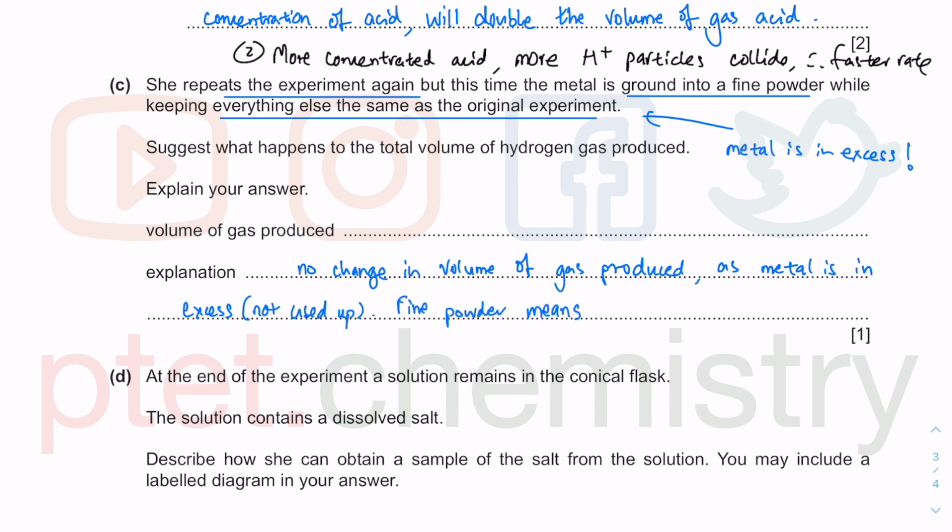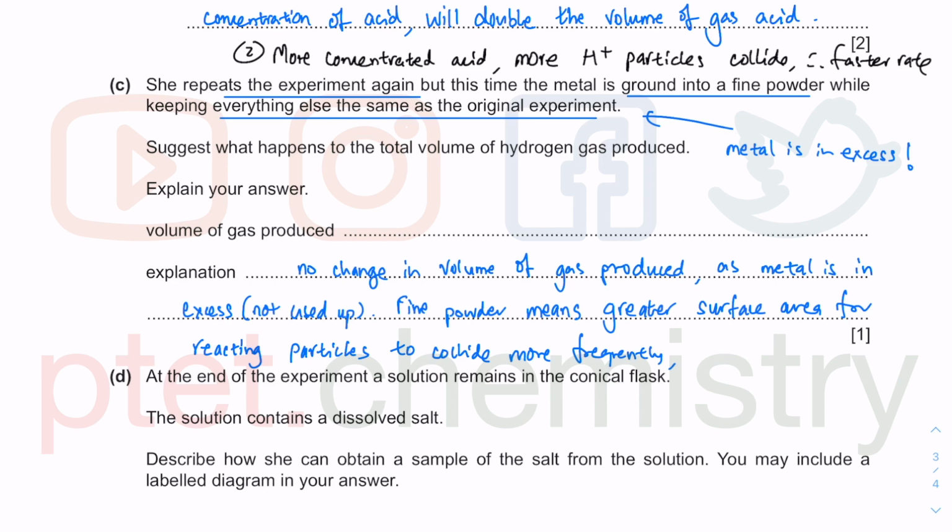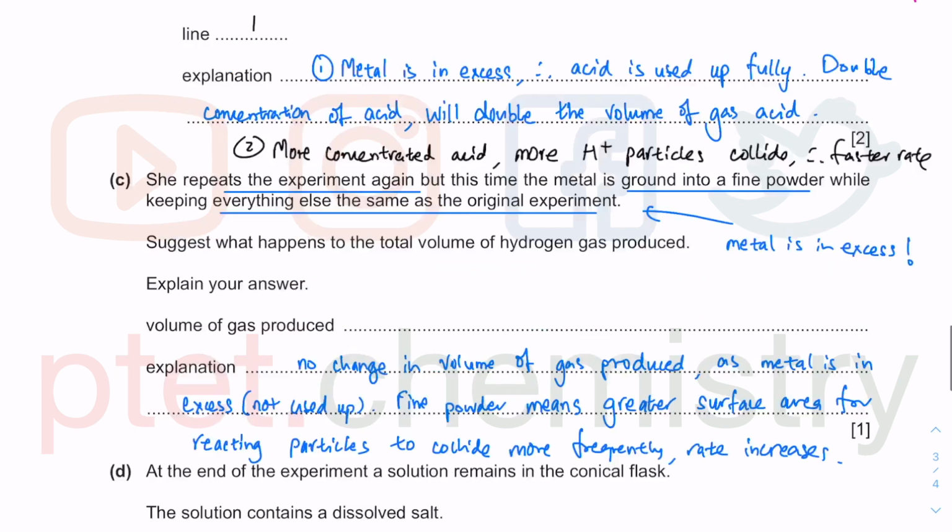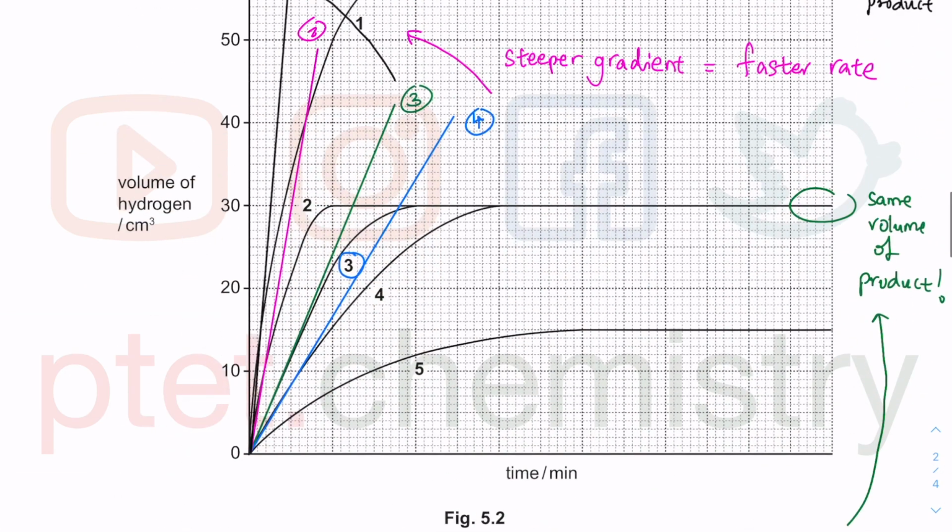But then fine powder would mean bigger surface area. Therefore, you have greater contact area. So we say greater surface area for the reacting particles to collide more frequently, and therefore the rate of reaction will be higher. So the rate increases, but you still get the exact same volume of gas produced. So we are looking at the same volume of gas being produced.